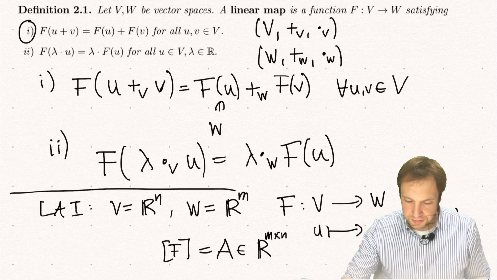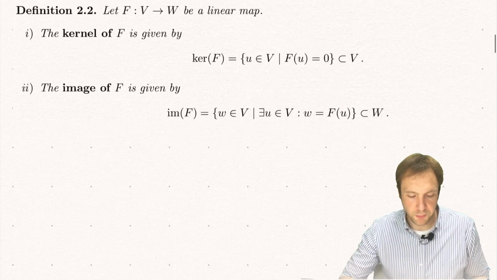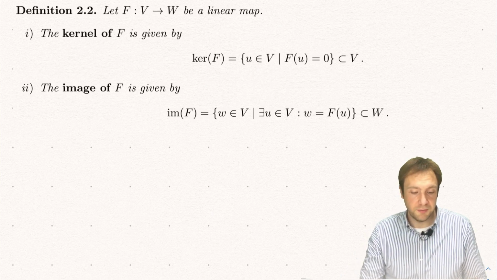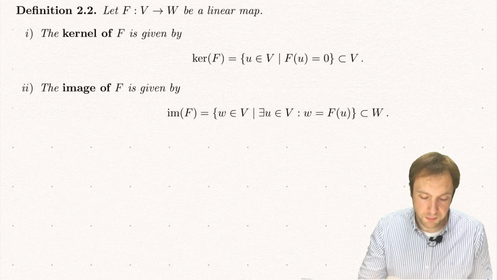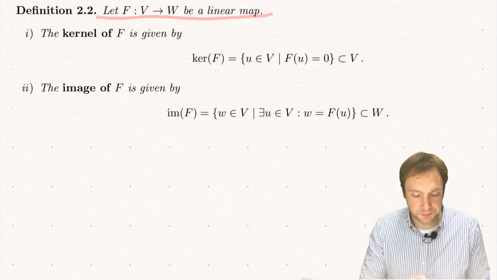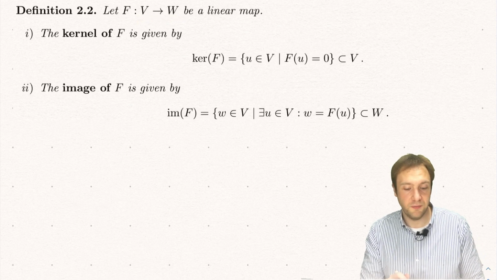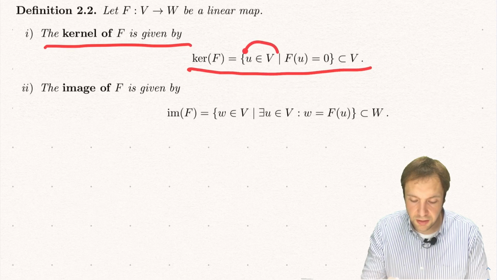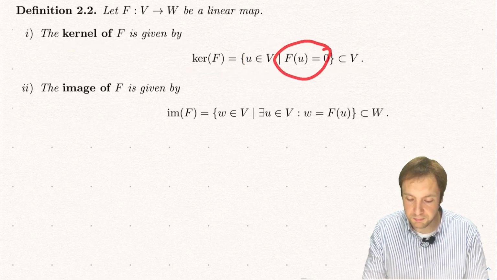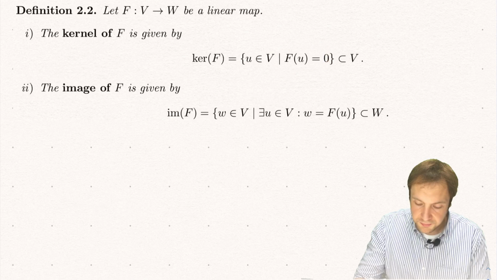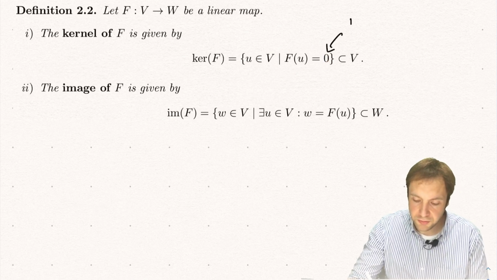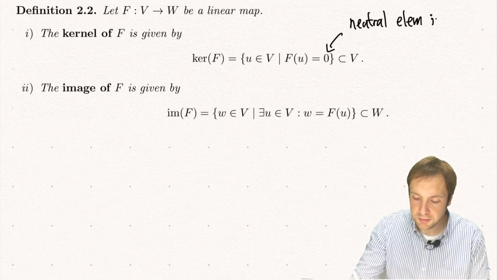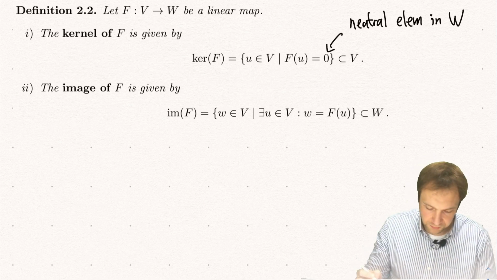Okay, so the next thing we want to define, as we also already did for the usual case, is the kernel and the image of a linear map. If I have a linear map F from a vector space V to a vector space W, then the kernel of F is defined as all elements in V which get mapped to 0. And this 0 here is the neutral element in W.